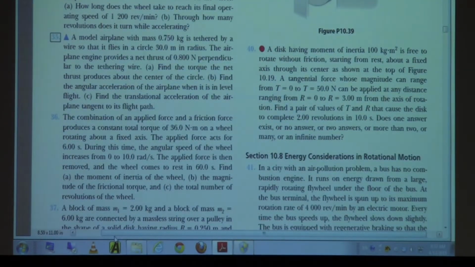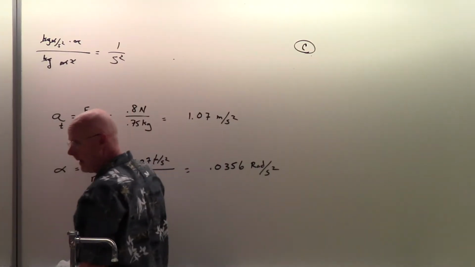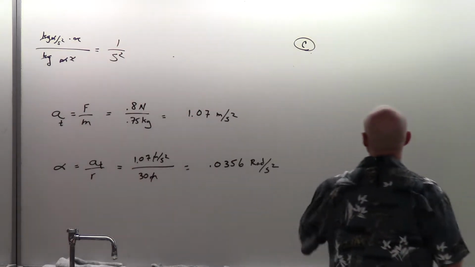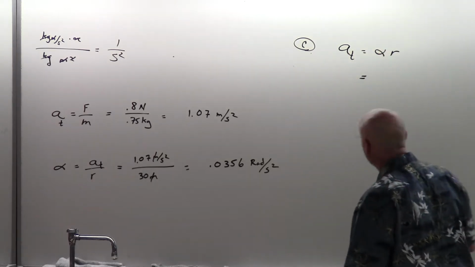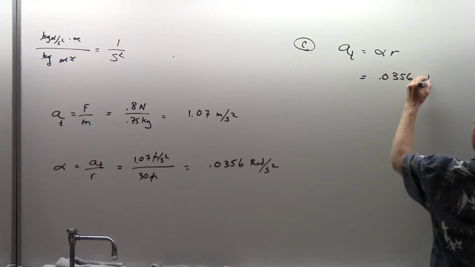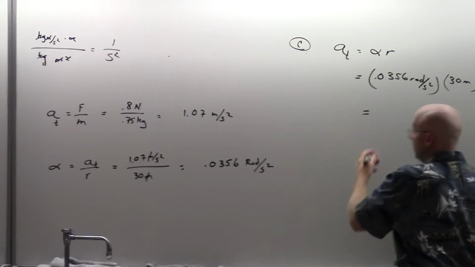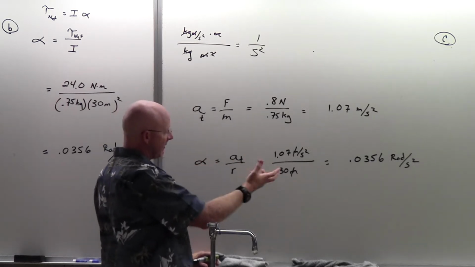C says, find the translational acceleration of the airplane in its flight. Well, I guess I actually kind of already did that by using Newton's second law here. But I think the author intent was actually for you to begin to use this equation then and say, look, there is a connection between the translational acceleration and the rotational. And so this 0.0356 radians per second squared, then multiplied by 30 meters. And so maybe I shouldn't have even done this. This is part C here in reverse. So I'm kind of undoing what I just did.